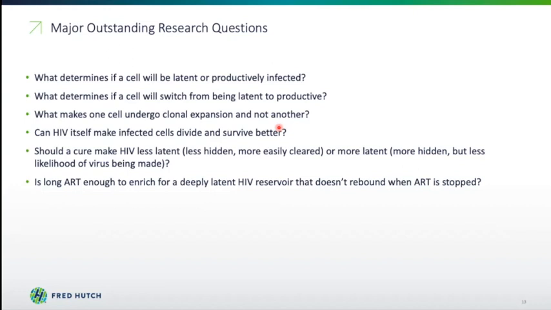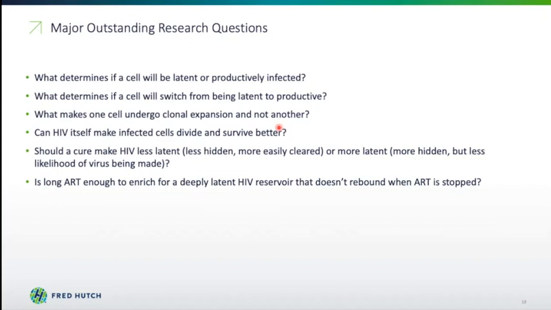And importantly, there's a lot of discussion about what a cure should be trying to achieve. Should a cure be trying to make HIV less latent and therefore less hidden from the immune system and more easily cleared? Or should we be trying to make the HIV reservoir more latent and therefore more hidden, but less likely of reactivating once somebody stops therapy? And I think what a lot of people are thinking about as well is, is long ART enough to actually enrich for a deeply latent reservoir that doesn't rebound when therapy is stopped?